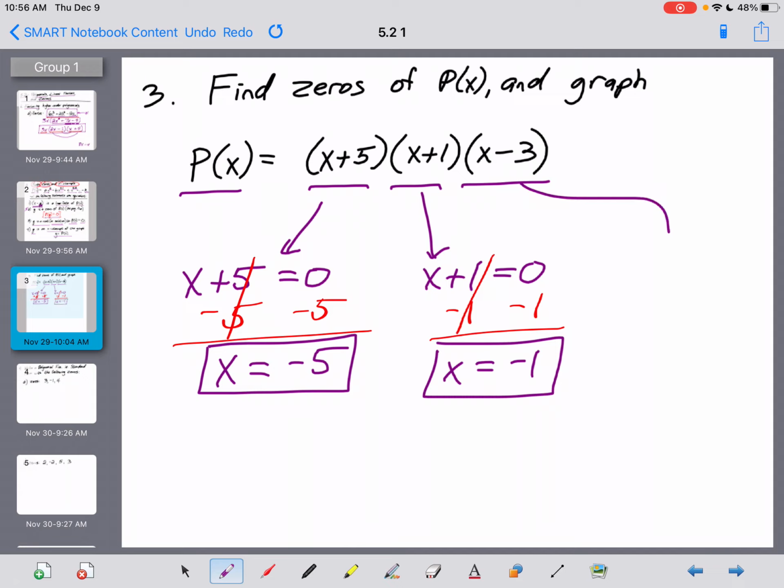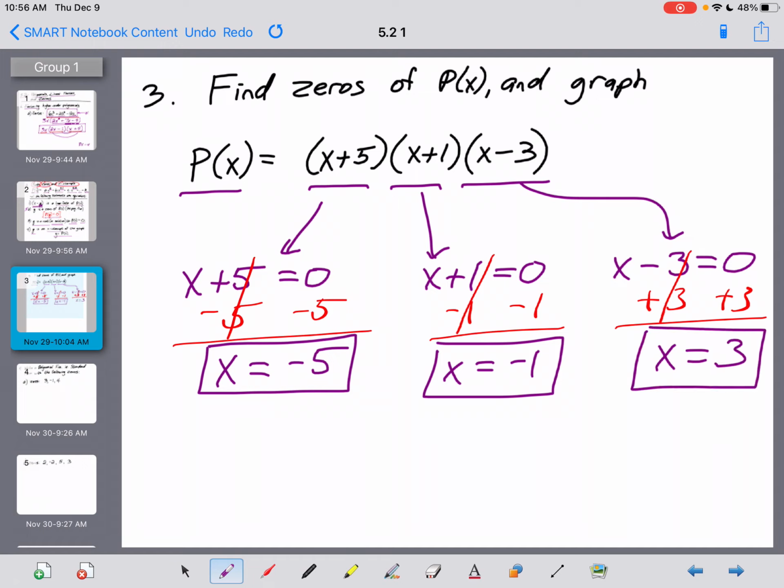And the third one comes from this third linear factor that we have, in this case x - 3 = 0. And here we'll add a 3 to both sides. Those will cancel, and we will get x = 3. So this should look kind of familiar, guys, when you think back to what we did in Chapter 4. The difference being in Chapter 4, everything was quadratic, so we only had 2 solutions. But now we are dealing with higher order polynomial functions. So this is an example of one that has 3.